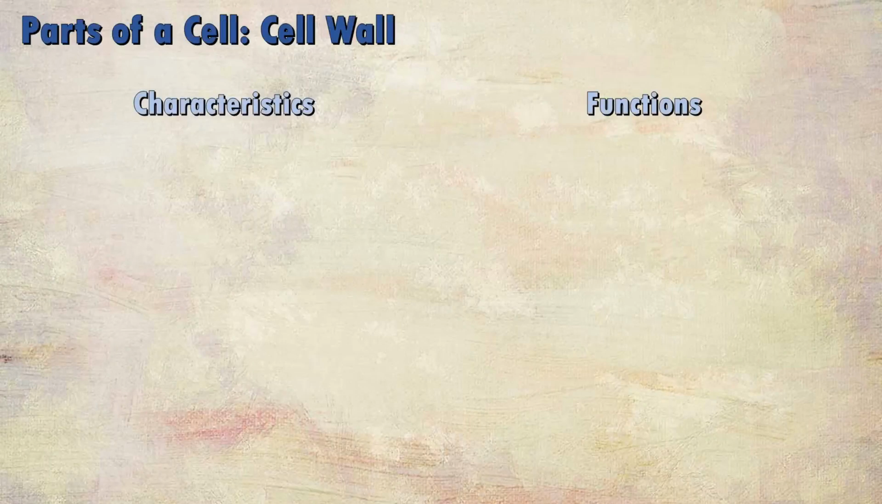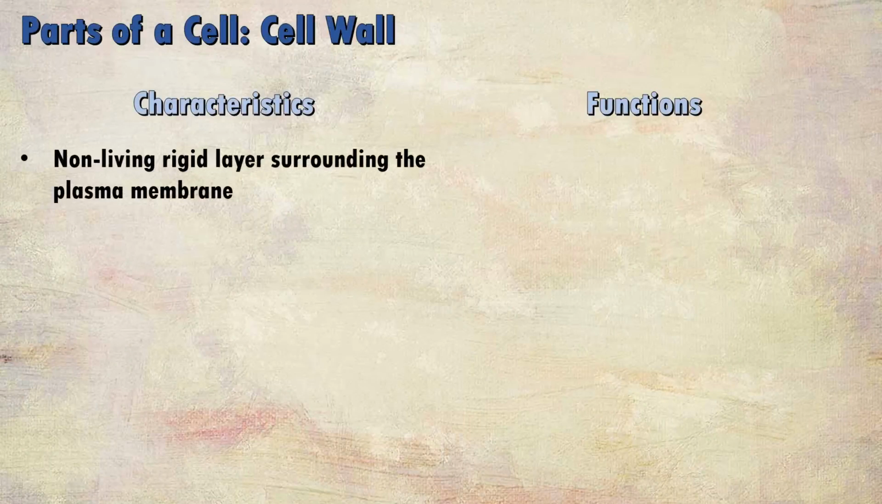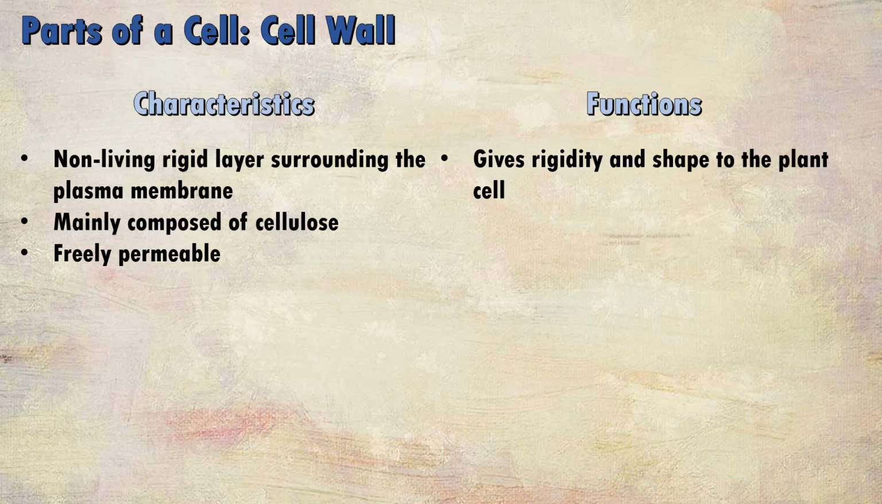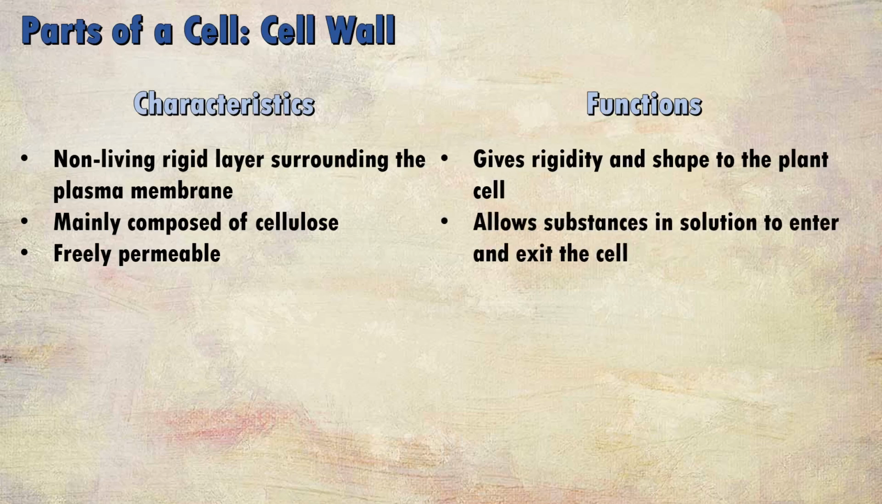Next is the cell wall. Its characteristics are: it is a non-living rigid layer surrounding the plasma membrane. It is mainly composed of cellulose and is freely permeable. And its functions are: it gives rigidity and shape to the plant cell, it allows substances in solution to enter and exit the cell, and it provides the overall protection to the cell.